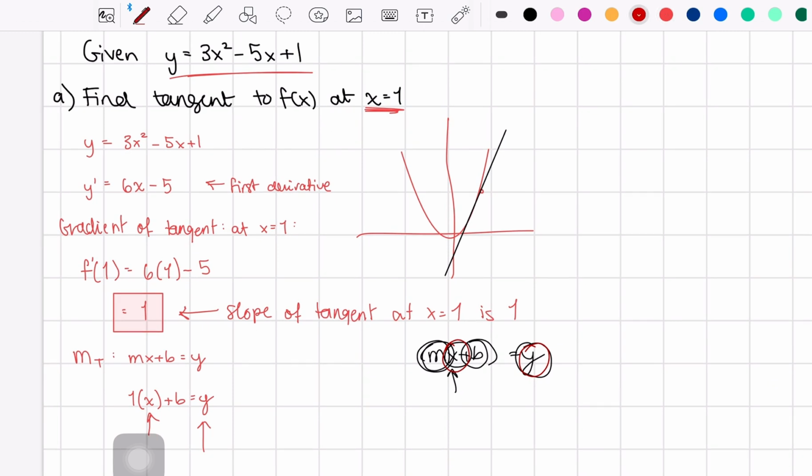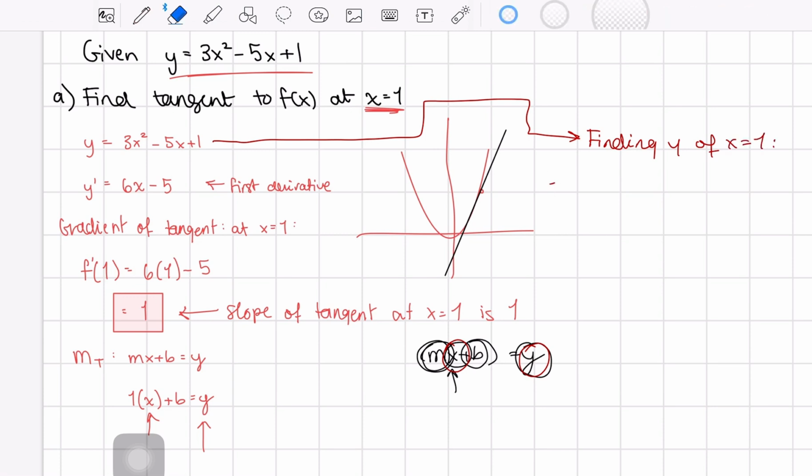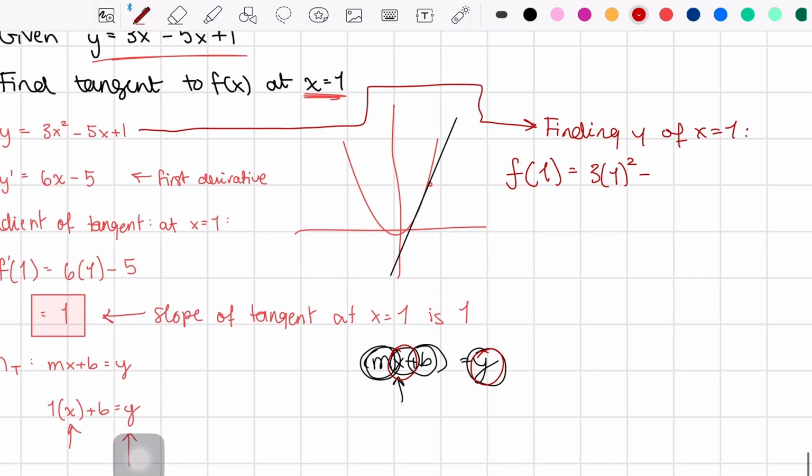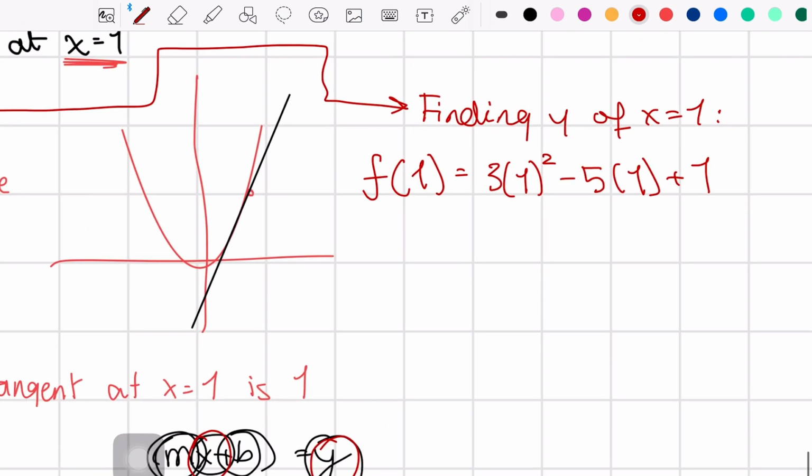Now, how do we do that? We input them back in this equation. Let's put finding y of x equals 1. So let's say f of 1 equals 3 times 1 squared minus 5 times 1 plus 1.